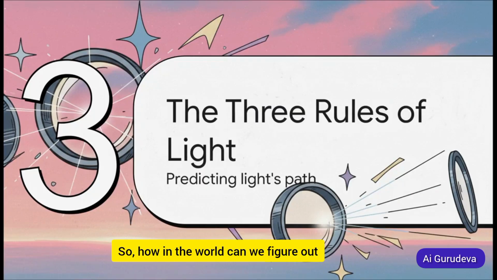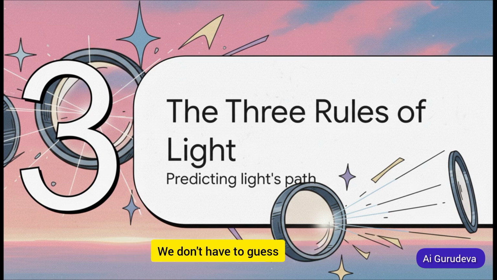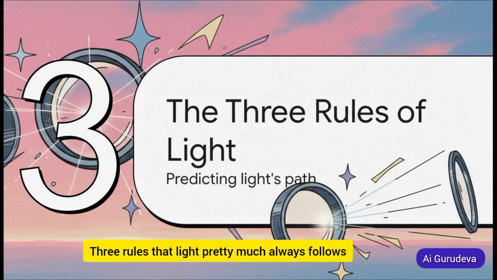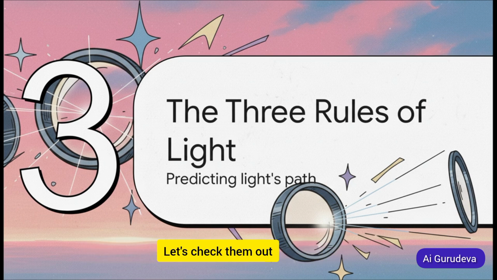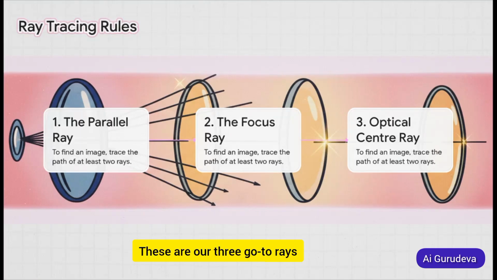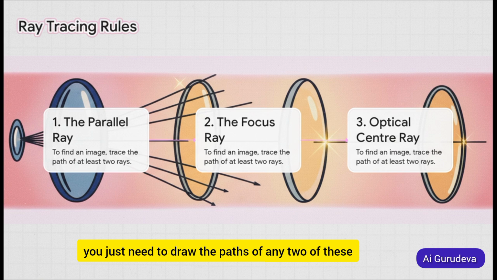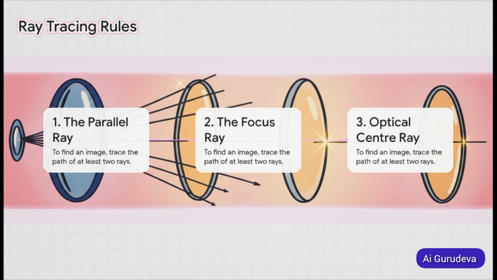So, how in the world can we figure out where a lens is going to form an image? We don't have to guess. Turns out there's a simple little toolkit, 3 rules that light pretty much always follows. Let's check them out. These are our 3 go-to rays. And here's the best part, you don't even need all 3. To find exactly where an image is going to show up, you just need to draw the paths of any 2 of these. Where they cross, bam, that's where your image is.